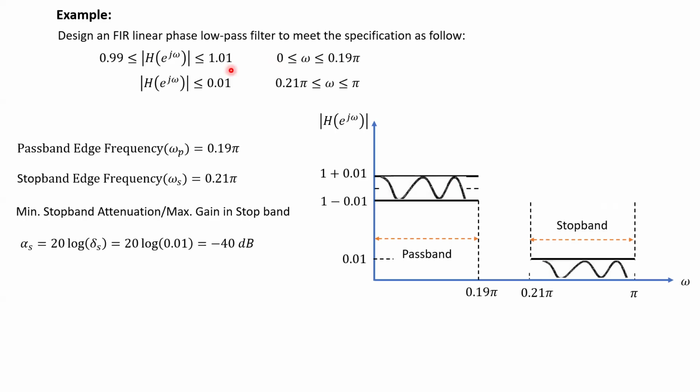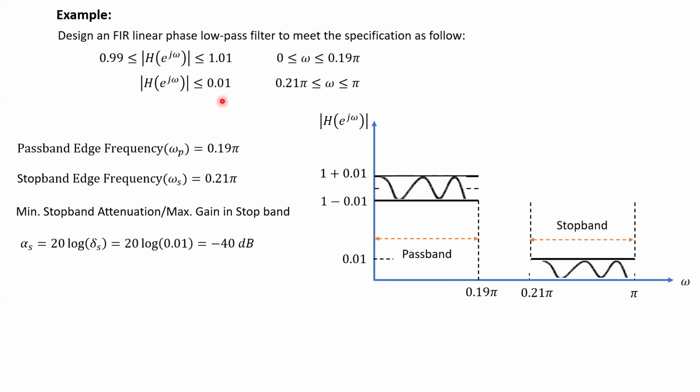So while designing here, you can just correlate all these values because omega p is 0.19 pi and omega s is 0.21 pi. And here you can calculate what is the minimum stop band attenuation, or it can also be called the maximum gain in stop band, right? So that we can calculate in dB, and this value, if you calculate, it is denoted by alpha s. So it is 20 log 10 delta s. Okay, here you remember it is log base 10, right? So 20 log base 10 delta s.